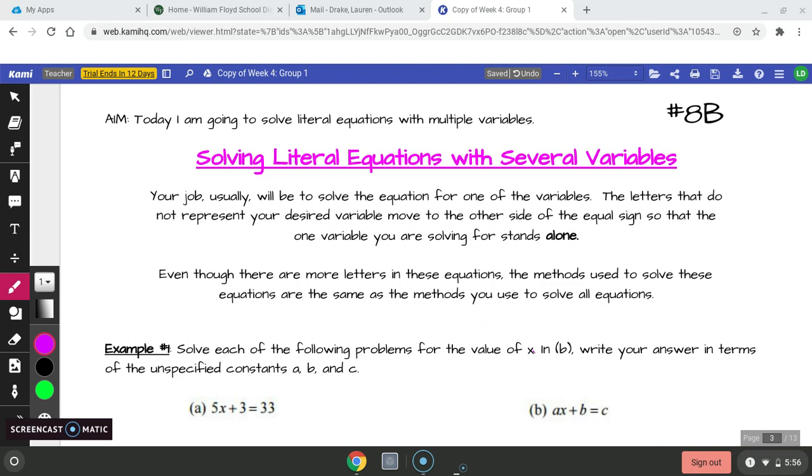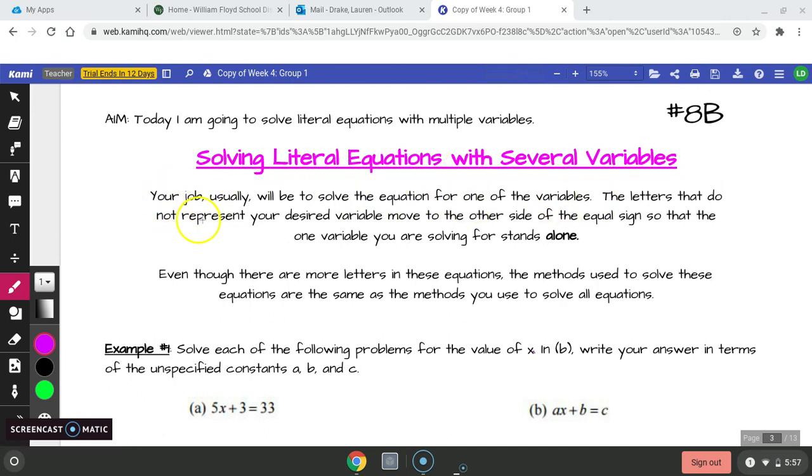Hey everyone, in this video we are going to be solving literal equations with multiple variables. So this is lesson 8b. Hopefully you are following along in your notes packet. You either printed it online if you're virtual, or you should have this in your notes from the packet from school. So your job usually will be to solve the equation for one of the variables.